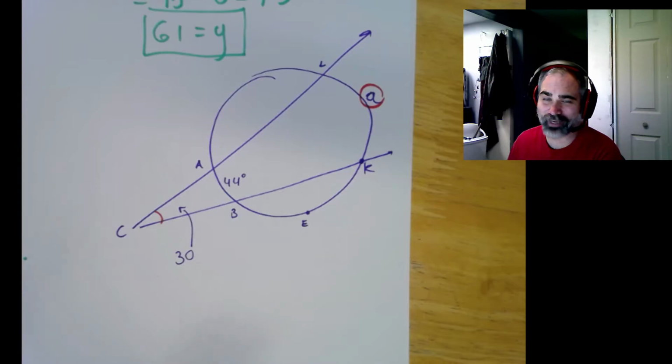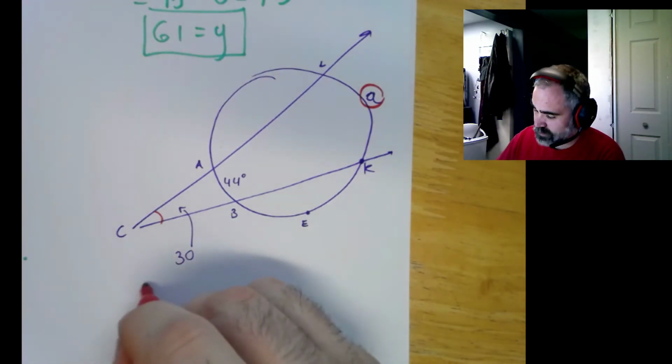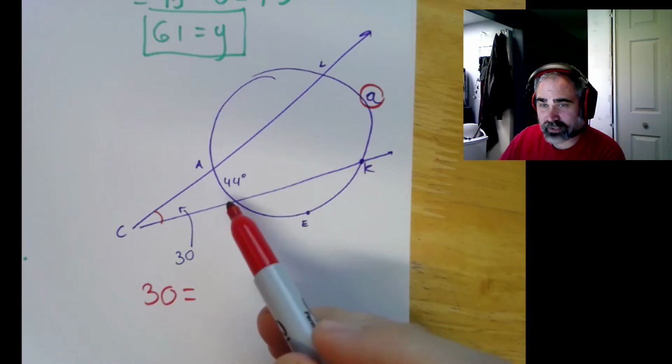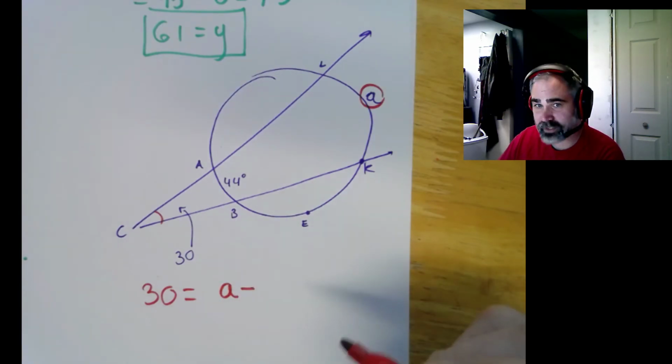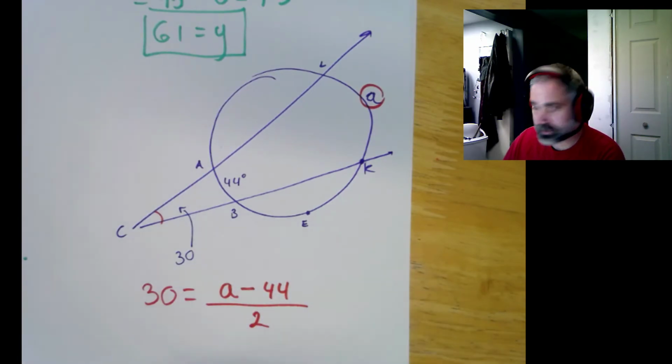So we've got Calbeck. Remember that the angle is going to equal the big arc minus the small arc divided by 2. So the big arc is A, minus the small arc is 44, divided by 2. Let's solve it.